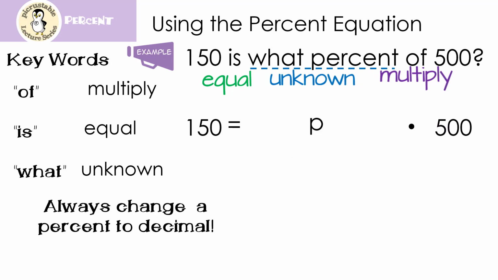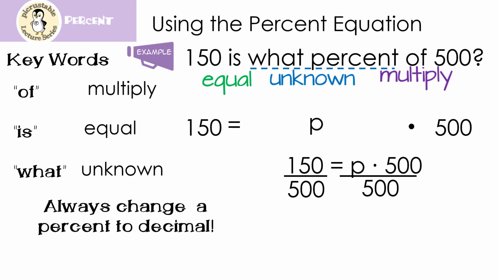Let's put it together. Once again, we want to get the P by itself. The opposite of multiplying is dividing. But if we do it to one side, we have to do it to the other side. So what do we get? P equals 0.3. But we have a little problem here.